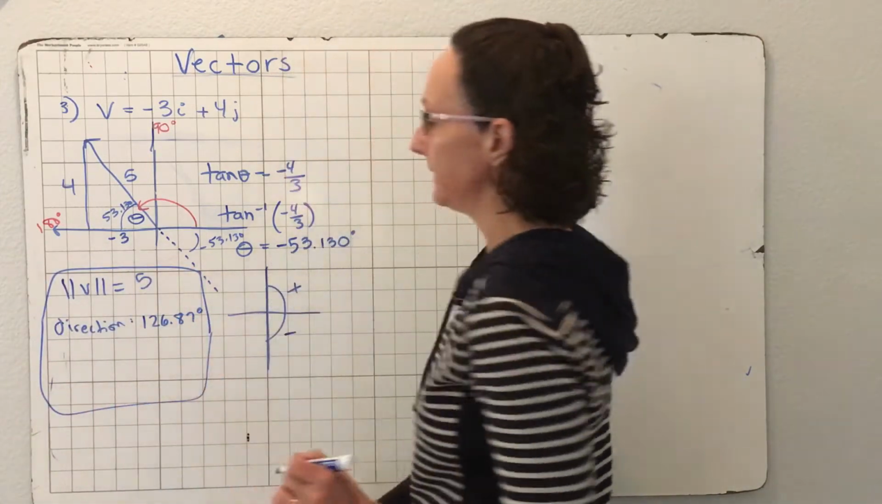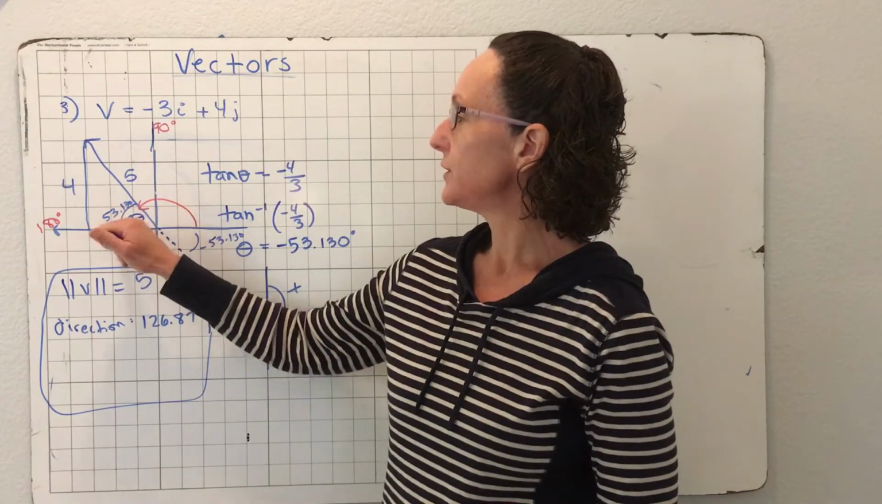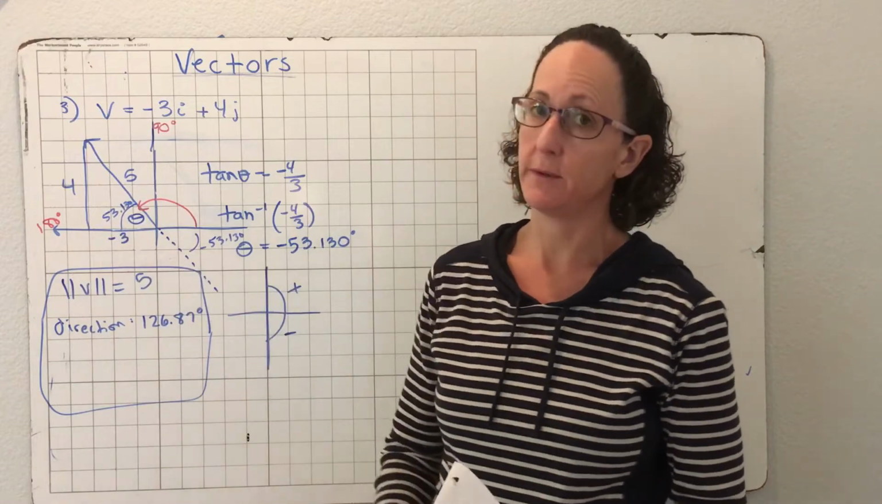Hold on, to save room for the bearing. Okay, so again, the direction is this red part right here, which is 180 minus 53.130.